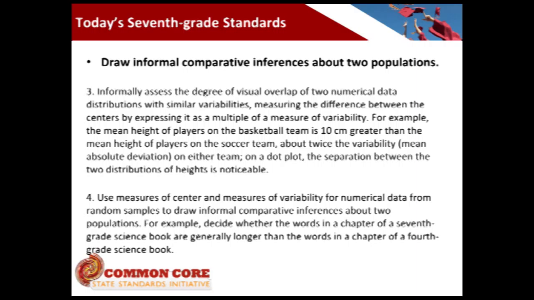So then number 4 here, we're getting into more of the procedure-oriented standards. We're going to use two populations, and you're going to use those measures of center and measures of variability that you learned in 6th grade. Here's the vertical coherence. You're going to use those measures to compare the two populations.